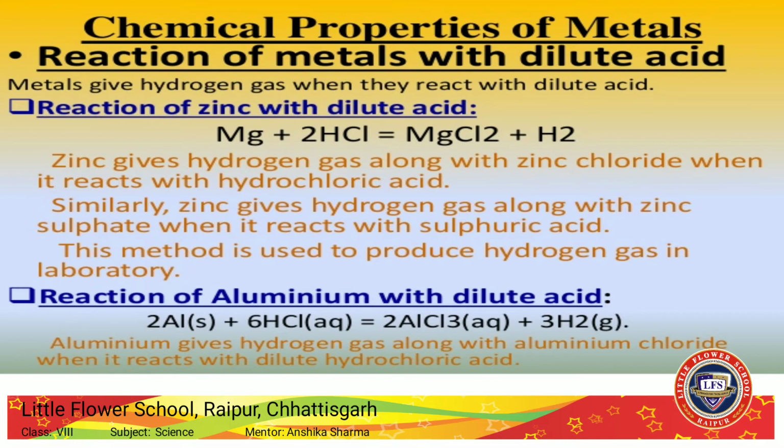Reaction of aluminium with dilute acid: 2Al plus 6HCl (aq) gives 2AlCl3 plus 3H2 gas. Aluminium gives hydrogen gas along with aluminium chloride when it reacts with dilute hydrochloric acid.